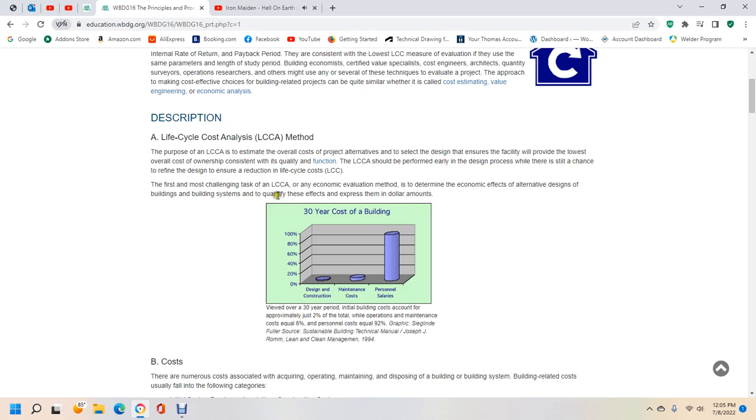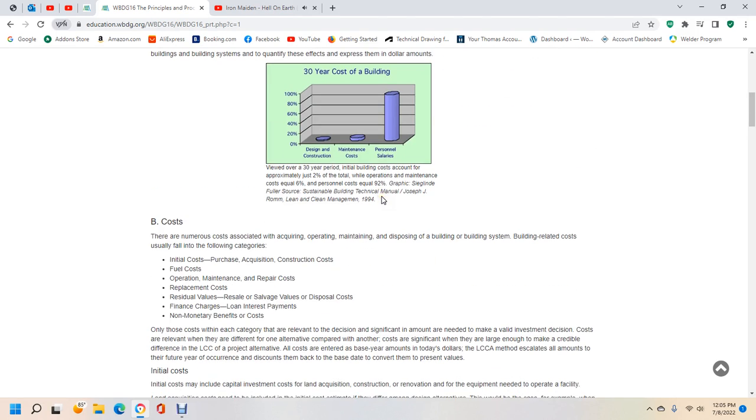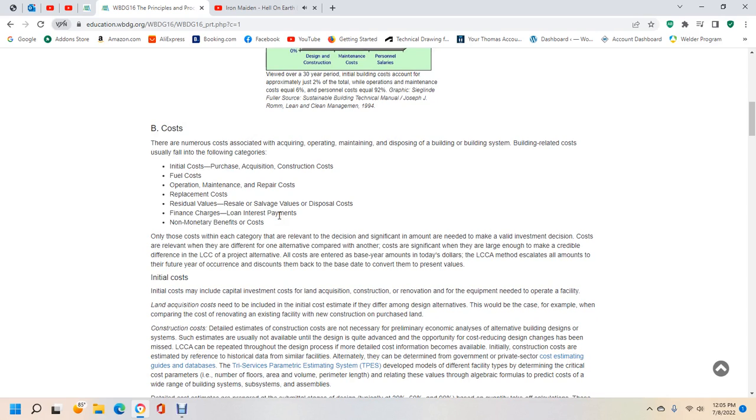The first and most challenging task of the life cycle cost analysis economic evaluation method is to determine the economic effects of the alternative design building systems, quantify these effects, and express them in dollar amounts. Alright, B, cost. There are numerous costs associated with acquiring, operating, maintaining, and disposing of a building and its building systems. Building-related costs usually fall into the following categories: initial costs, such as purchase, acquisition, and construction costs; fuel costs; operation, maintenance, and repair costs; replacement costs; residual values, such as resale and salvage values; disposal costs; financing charges, such as loan interest payments; and monetary benefit costs.